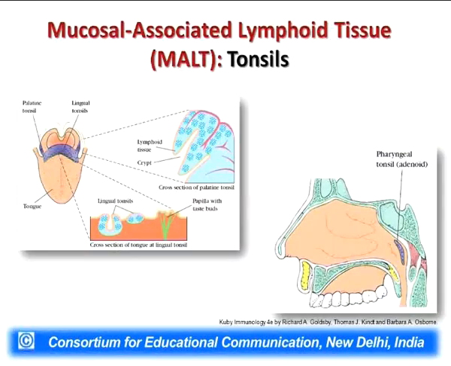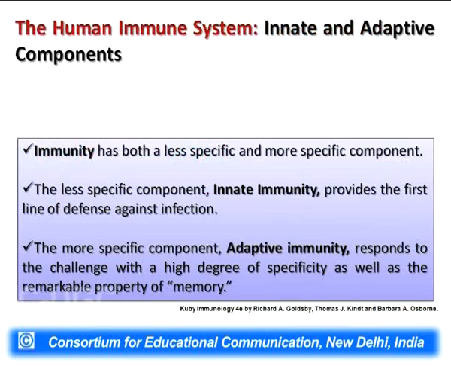If you see the picture over here, there are the palatine tonsils, there is the lingual tonsil which is present on the top of our tongue, and the third pair of the tonsil is called the pharyngeal tonsils, which is present in the pharyngeal region. These tonsils also play a very important role in lymphoid processing and the immune system mechanism.